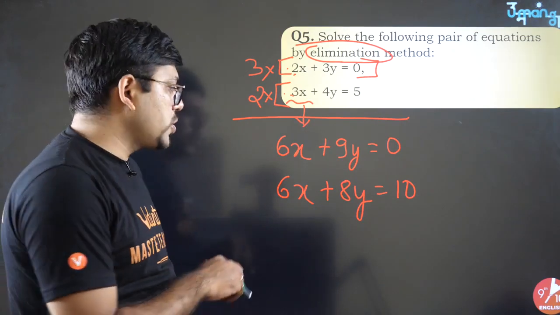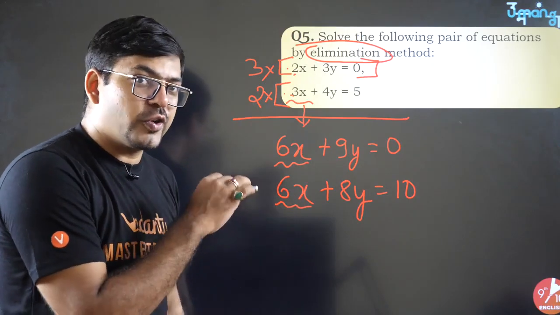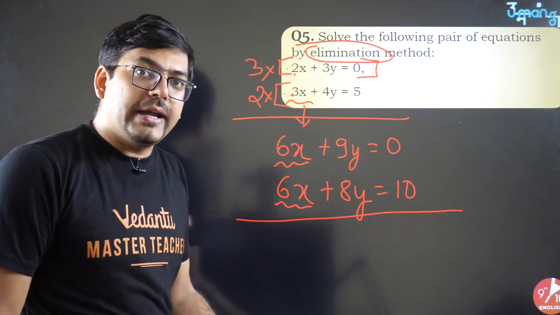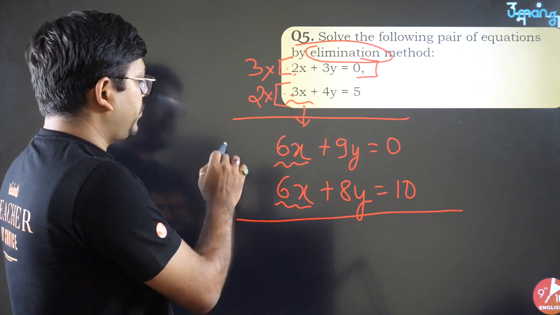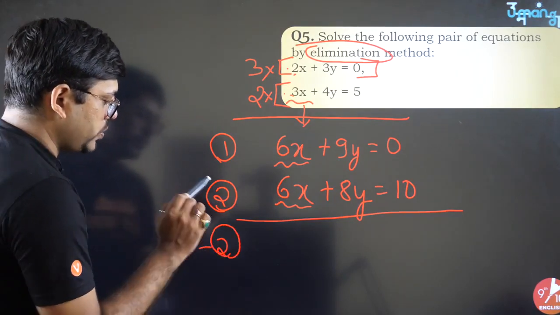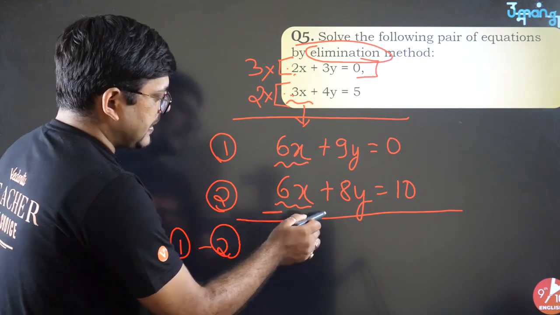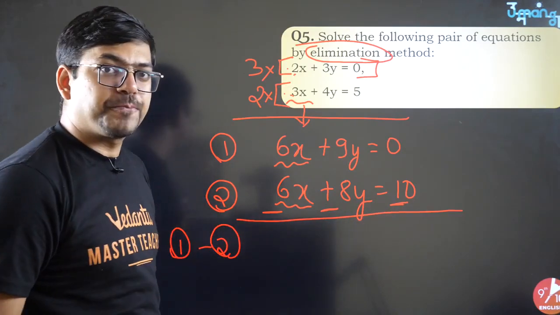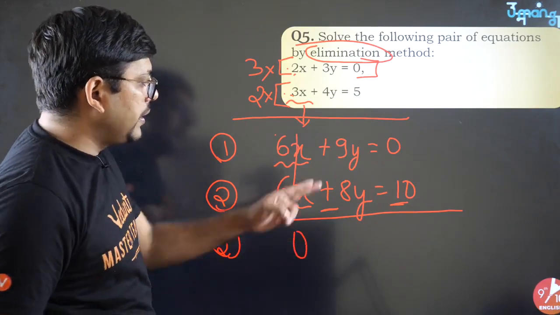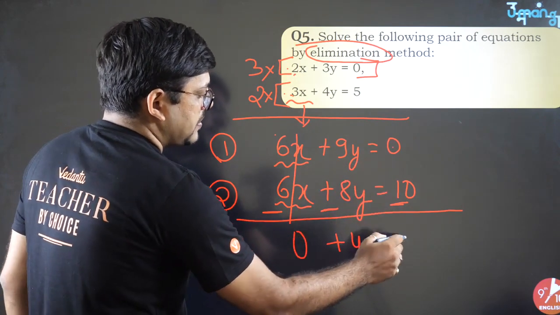Fine. Now you would say how it has become easy. It is easy because you have got these two equations with one variable's coefficient equal, the coefficient of x is now equal. The benefit is that now you can outrightly subtract the second equation from the first equation. You can do equation 1 minus equation 2. So whenever you subtract, you have to apply a minus sign. So change the sign. It will become minus 6x, minus 8y, and this will become minus 10. 6x minus 6x cancelled, 0. 9y minus 8y, it's only y. 0 minus 10, it's minus 10.